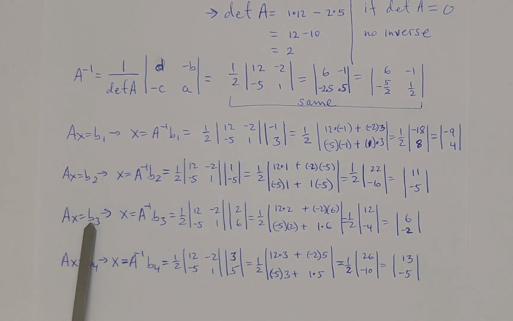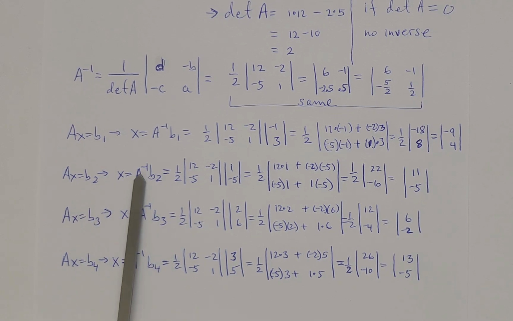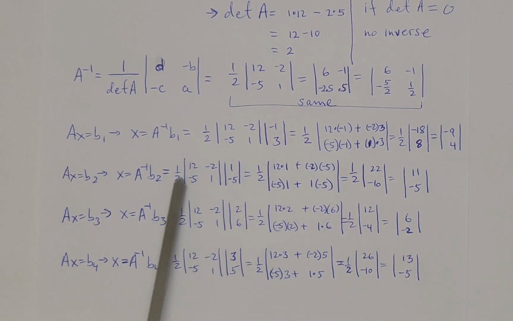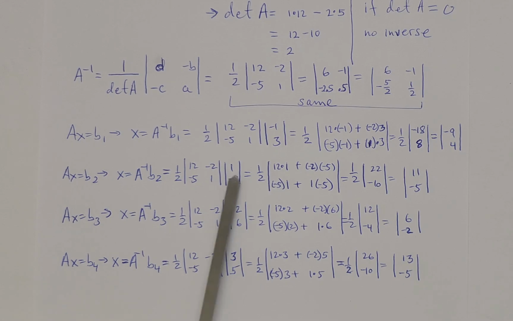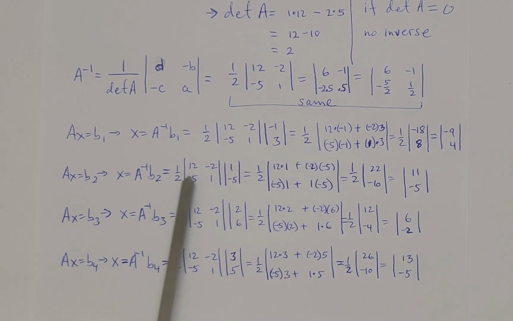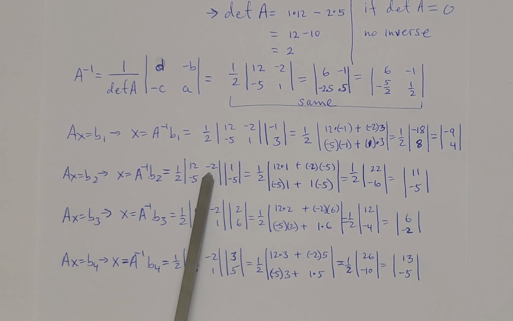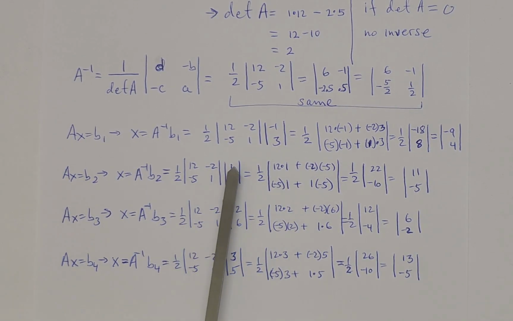Repeat that with B2, B3, and B4. Same procedure. Bring the A over to the right side and it becomes the inverse. And here's our inverse. This is our B2. First row, first column, second row, first column. So 12 times 1, negative 2 times negative 5. Next, negative 5 times 1, and then 1 times negative 5.